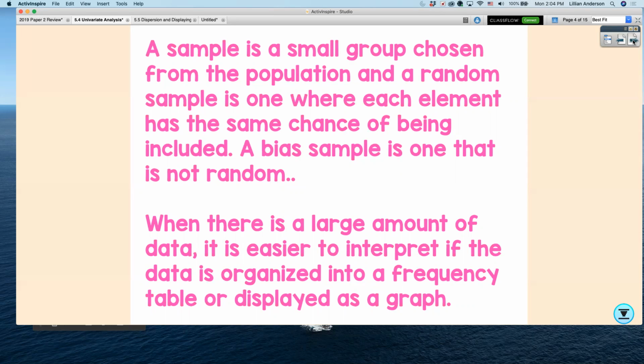Now, when there's a large amount of data, and by large, I'm not talking like 20 pieces or 50 pieces. I'm talking more like 200, 300, 500 pieces of data. Sometimes it's easier to interpret the different information about that data if the data is organized into a frequency table, which you'll see soon, or displayed as a graph. And there's a few different ways that you can display data statistically.